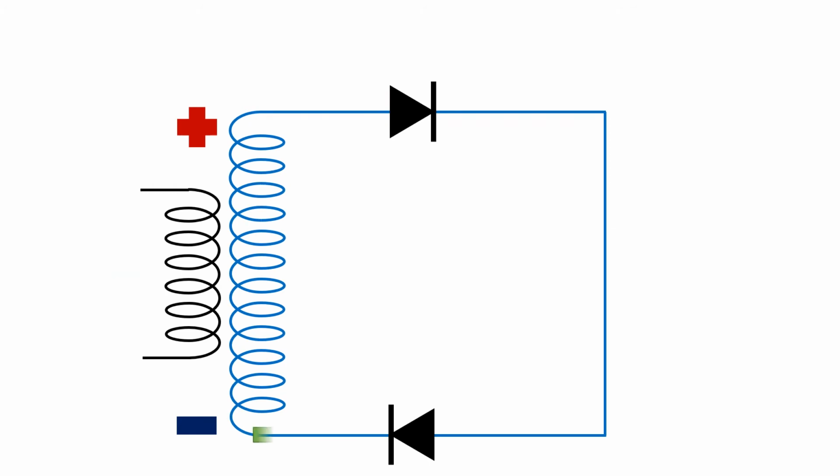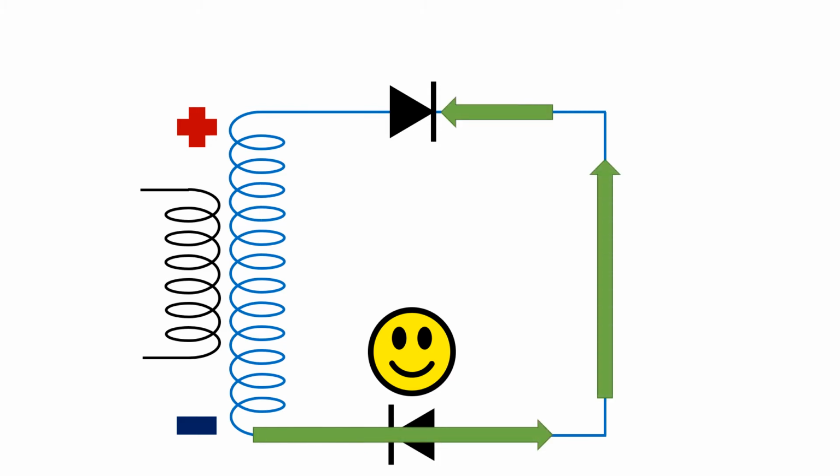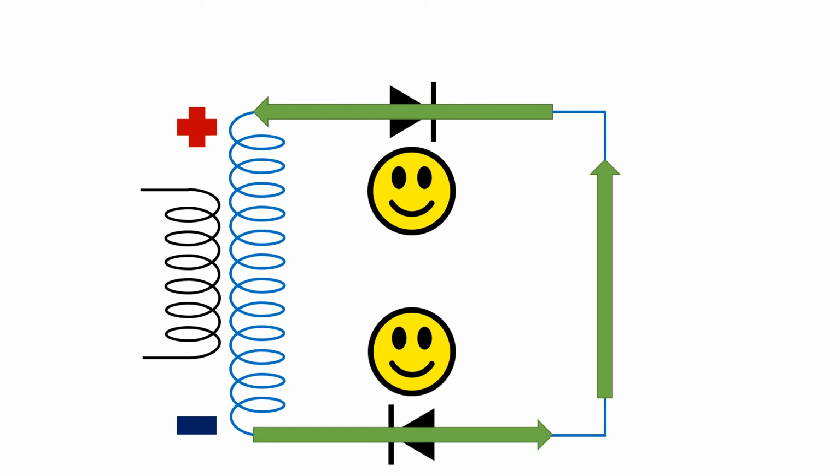First, electrons flow from the negative side to the positive side. Next, the electrons will encounter their first diode. Will the electrons go through? Yes, because electrons always flow in the opposite direction of the arrows on the diode symbol. The electrons continue along and reach the second diode. Will the electrons go through this second diode? Yes, because again, electrons always flow in the opposite direction of the arrows on the diode symbol.